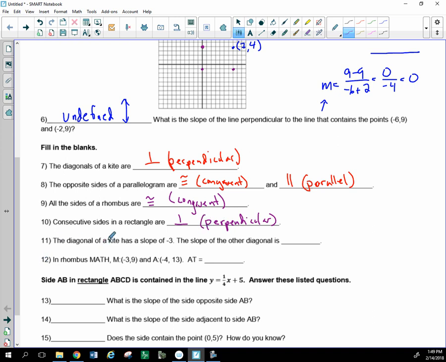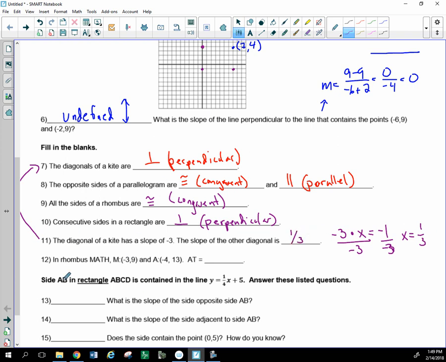If one diagonal of the kite has a slope of -3, what is the slope of the other diagonal? Well, we just said up here in number 7 that the diagonals are perpendicular to one another, so that means -3 times something has to equal -1. If I solve this algebra problem and divide by -3, that would mean that the slope I'm looking for would have to be a positive 1/3.